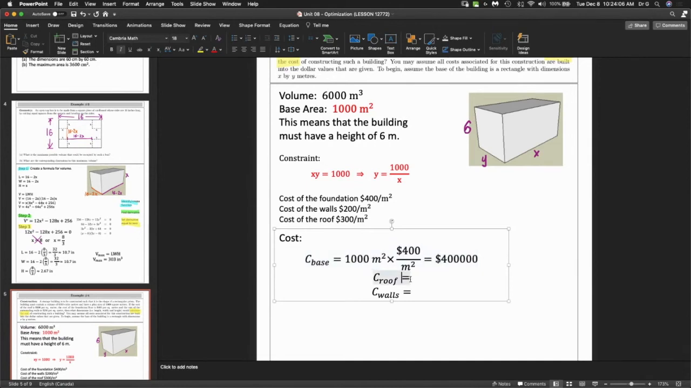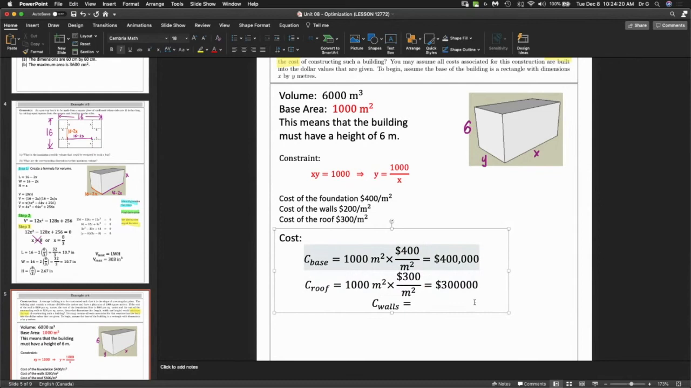And the same thing with the roof. The roof, there is no play. The roof is going to be 1,000 square meters, and the roof costs $300 per square meter. So no choice. That's $300,000. So I didn't make the question too difficult with the numbers, in the sense that the roof and the base are not flexible. You have no choice. It's going to cost you $700,000.